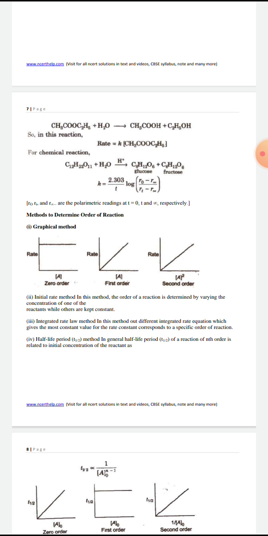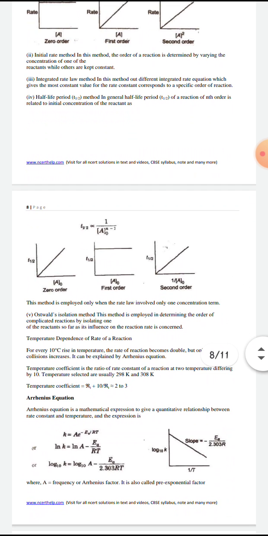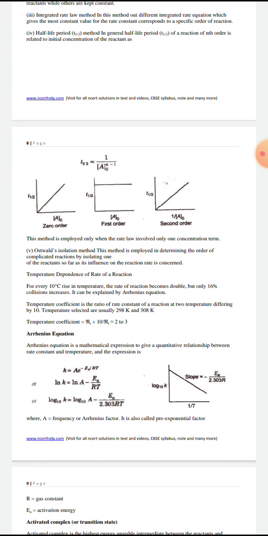And the half-life period method. T1/2 you all learned in your last video. In general, the half-life period T1/2 of a reaction of nth order is related to the initial concentration of the reactant as T1/2 proportional to 1/a^(n-1). This method is employed only when the rate law involves only one concentration term. Then Ostwald isolation method. This method is employed in determining the order of a complex reaction by isolating one of the reactants so that its influence on the reaction rate is observed.